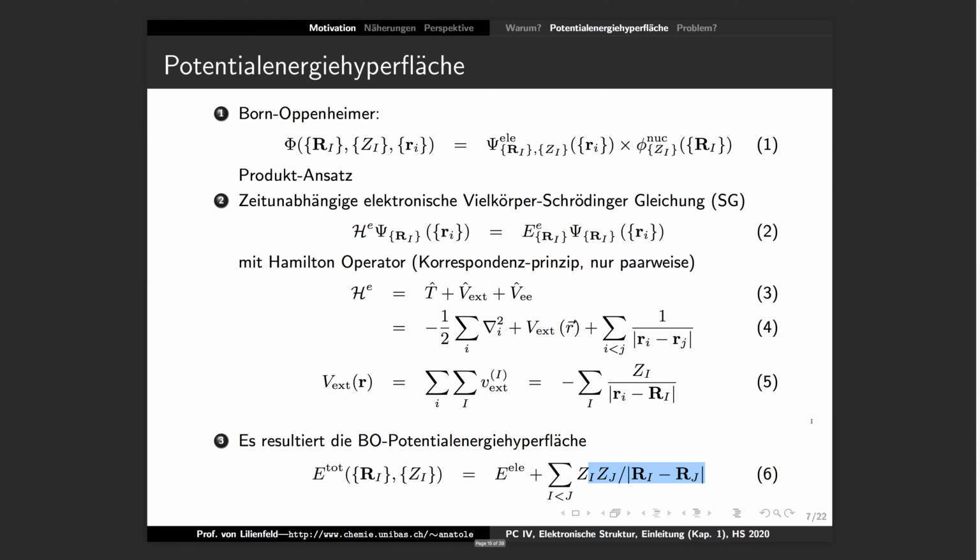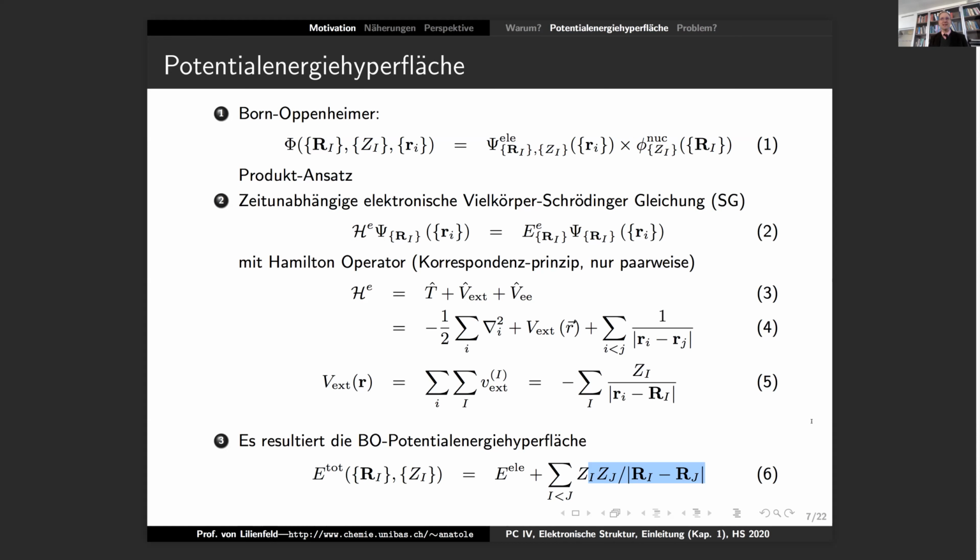Sorry, can I ask something? Of course. I'm wondering, in the part where you divide the external potential, you have first two sums over i and capital I, and then after the second equal sign, you only have one sum over capital I. Shouldn't there also be the sum over small i? Yes, you're right.